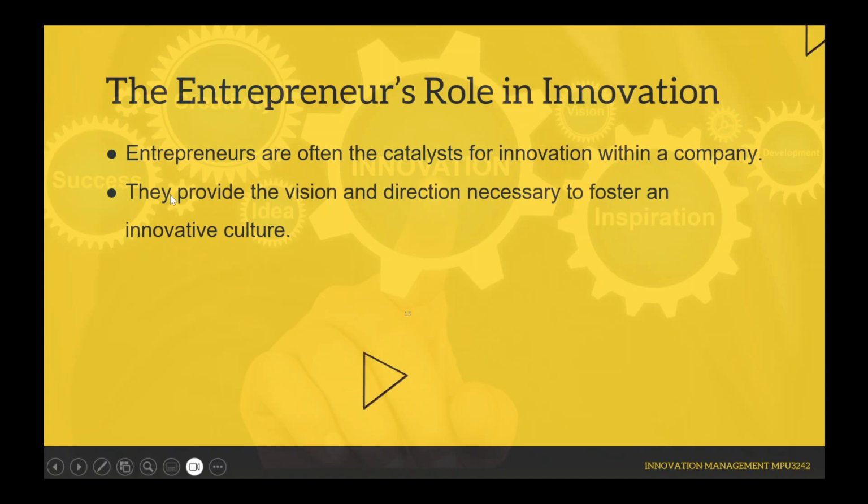The entrepreneur will provide the vision and direction necessary to foster an innovative culture. And we see that Elon Musk, Bill Gates, and Jeff Bezos always praise, or always see, the ideas from the employees as something very good for the company. That is why these companies have become some of the most successful companies in the world.